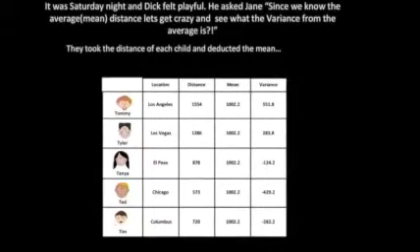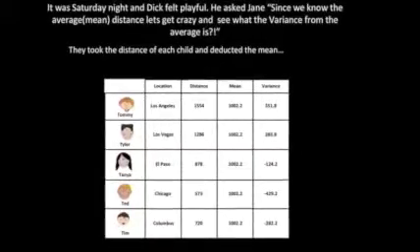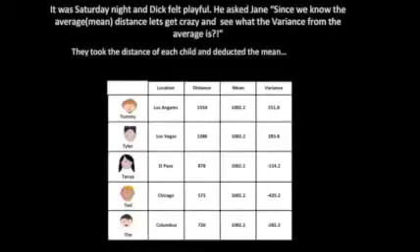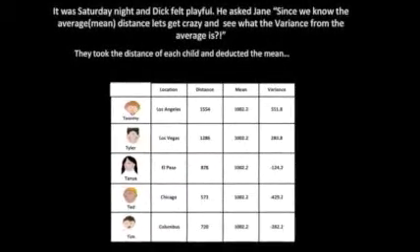It was Saturday night, and Dick felt playful. He asked Jane, "Since we know the average, the mean, distance, let's get crazy and see what the variance from the average is." They took the distance of each child and deducted it from the mean.